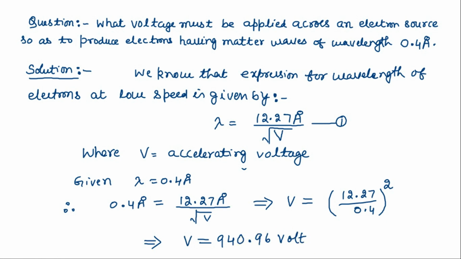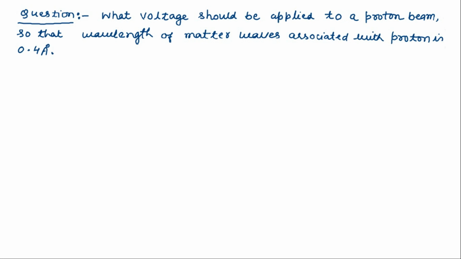Let us do the next problem now. The second problem is very similar to the first one, except that in this case the charged particle is a proton instead of an electron. We want to produce protons whose matter waves have wavelength 0.4 angstrom, and we would like to find the accelerating voltage. Let us now do it.